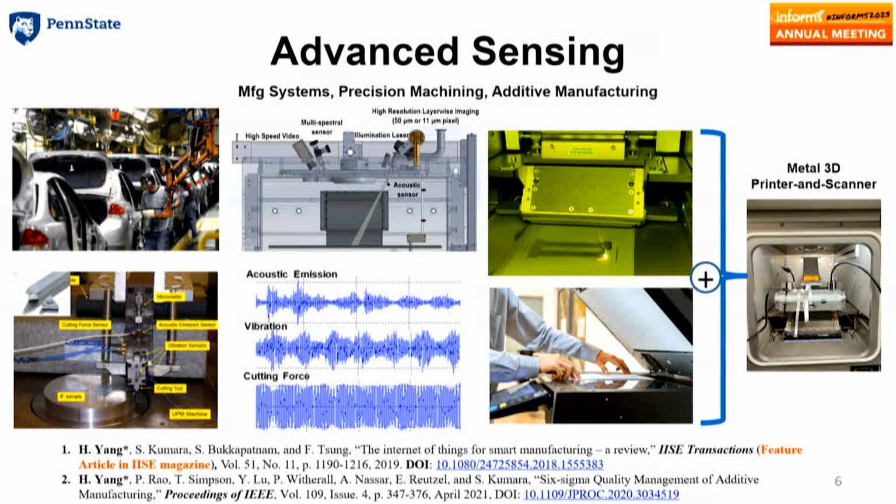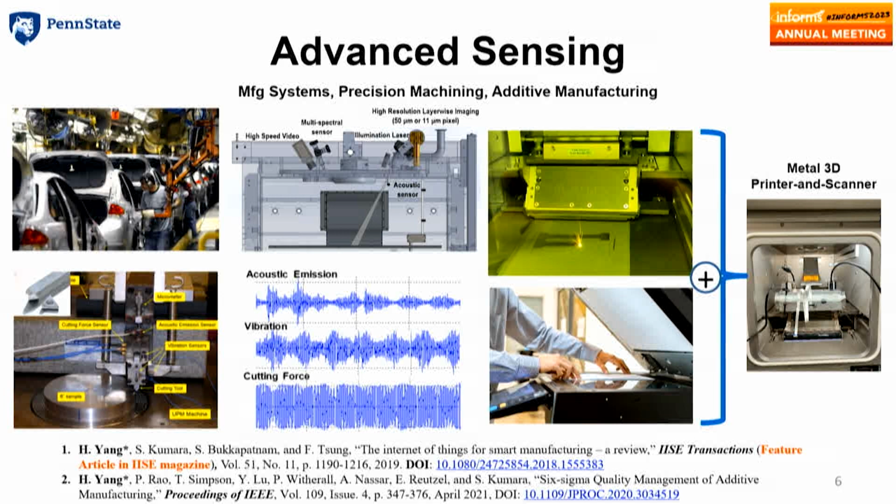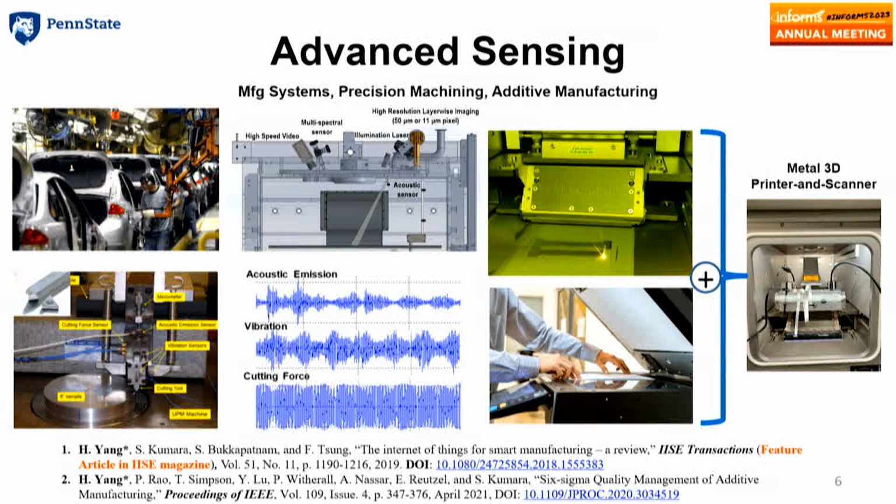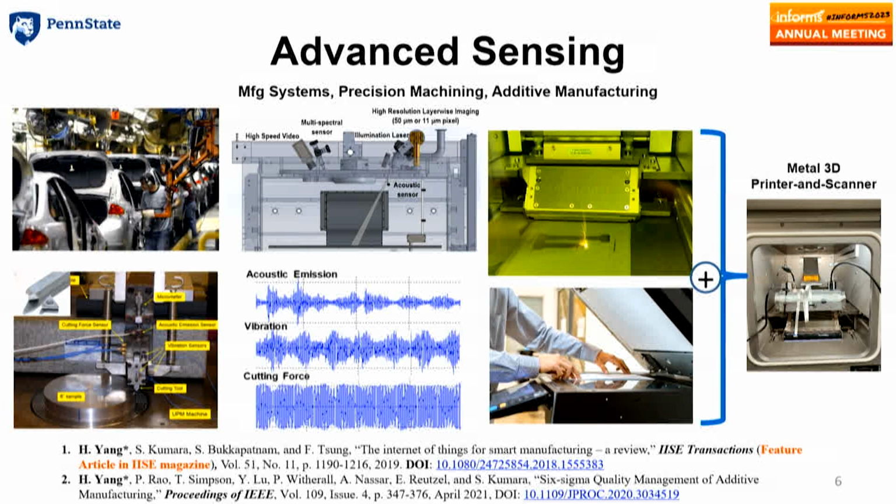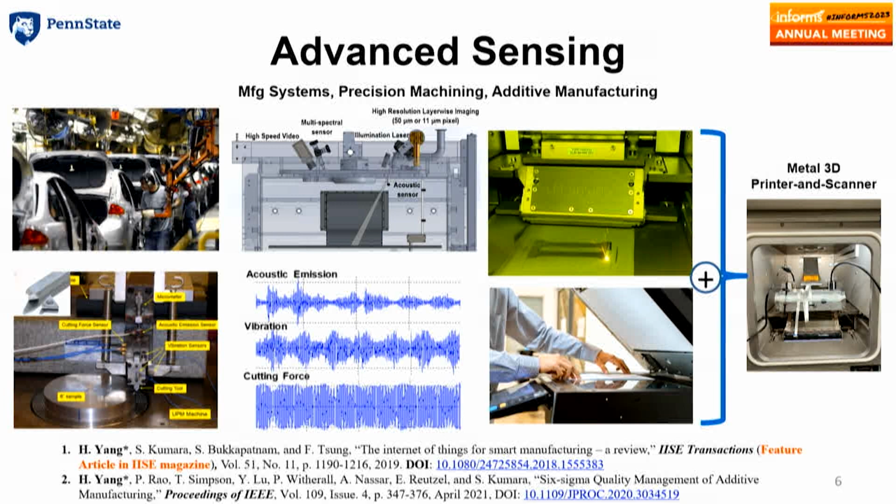And this is a second set example from ultra precision machining. And as we can see, this is what I did before with acoustic emission, vibration, and cutting force sensors. With all the sensors, we can control the process and especially the machining surface. We want an ultra precision finish of the work pieces. And recently, additive manufacturing, digital manufacturing, in order to control the process and also increase information visibility, we put spectral sensors, high-speed videos, layer-wise imaging, and acoustic sensors in the additive manufacturing machine.